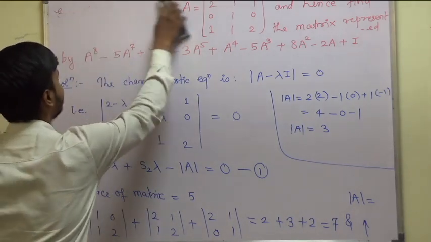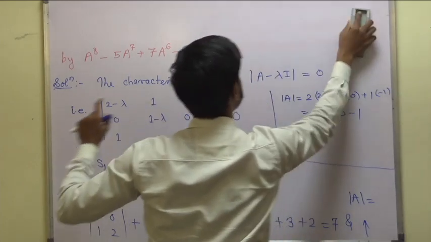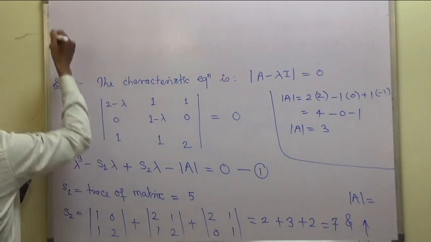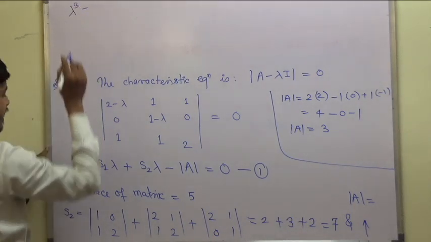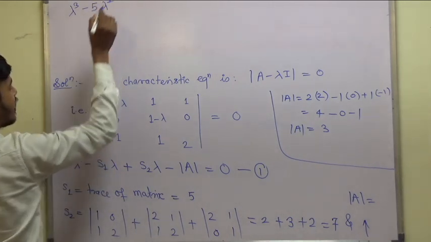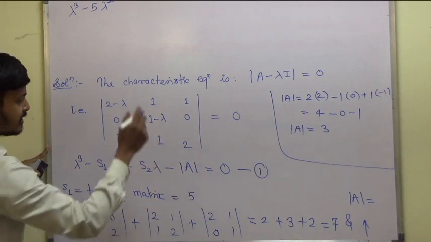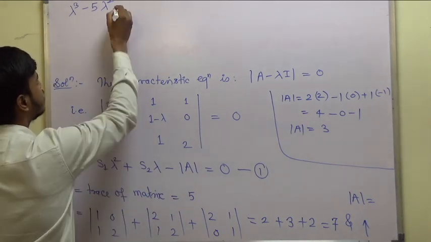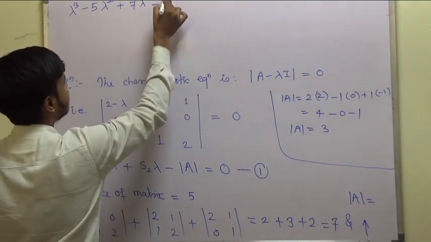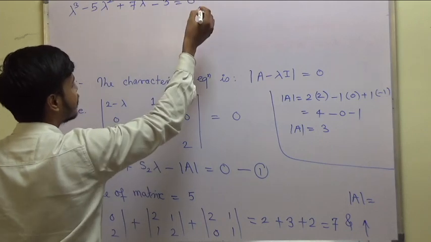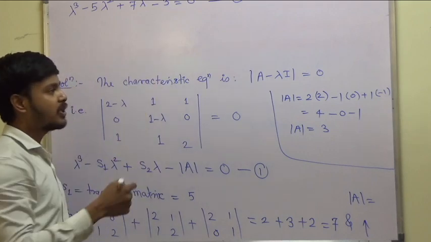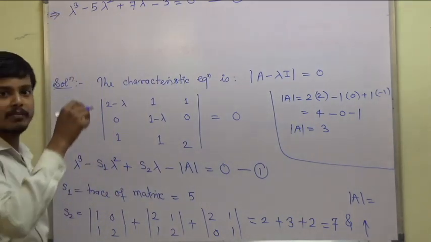Okay, so what will we be getting? We will be getting equation 1 as lambda cube as it is minus what is S1? S1 is 5 lambda square. Then what is S2? S2 is 7, plus 7 lambda minus what is the determinant? 3 equal to 0. So here completes my equation. Say this is equation number 1 and this completes my step number 1.